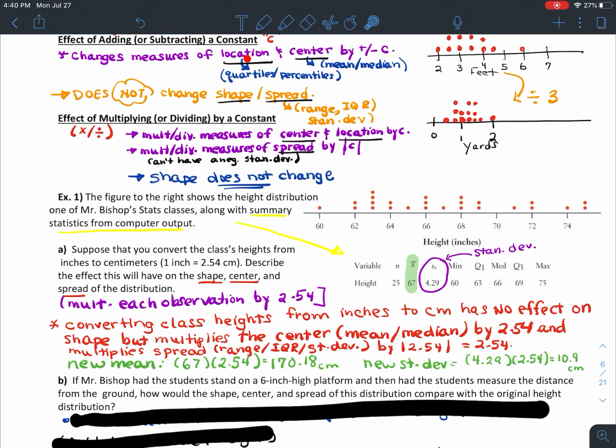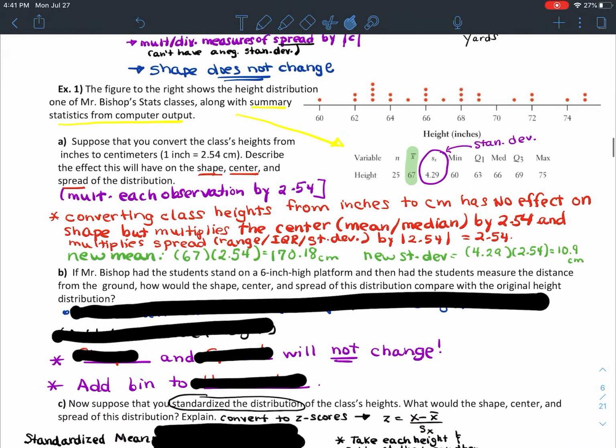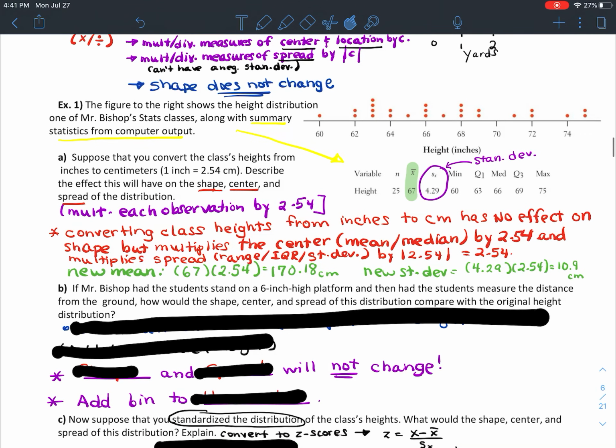Okay, so if you're talking about multiplication or division, it affects center and spread. Addition and subtraction affect only the center, and obviously location. All right, so if Mr. Bishop had the students stand on a 6-inch platform and then measured the distance from the ground, how would the shape, center, and spread of the distribution compare with the original distribution that was given here in inches?